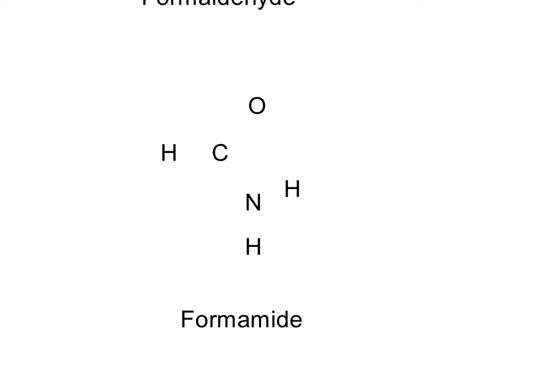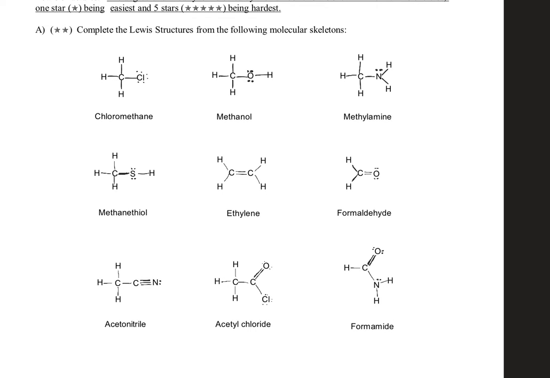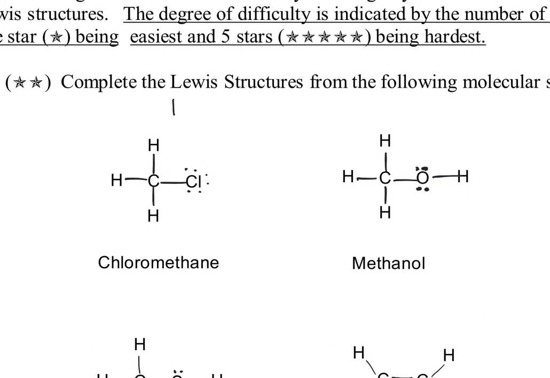And then formamide. Again, as they get more complicated, start with single bonds everywhere. Nitrogen wants 3 bonds, and it has 3 bonds, and now a lone pair. Carbon wants 4, it only has 3. Oxygen has 1, it wants 2, so give it a double bond. 2 bonds, 2 lone pairs. Now, by doing it this way, everything is neutral in this case. Every atom is neutral.